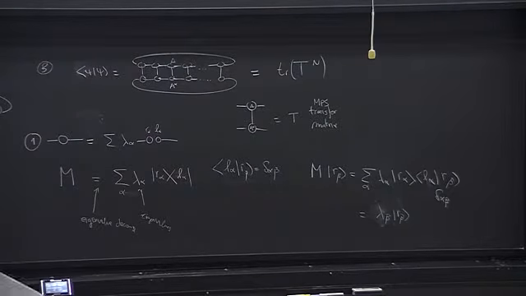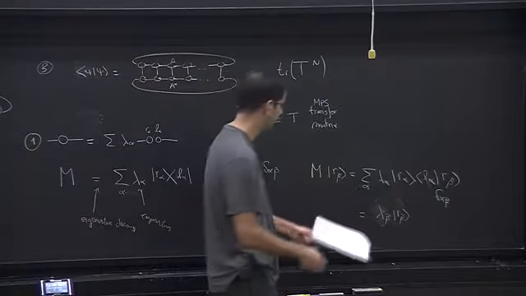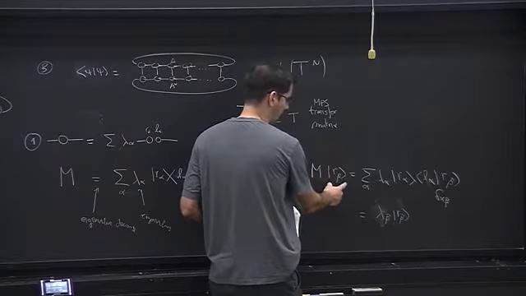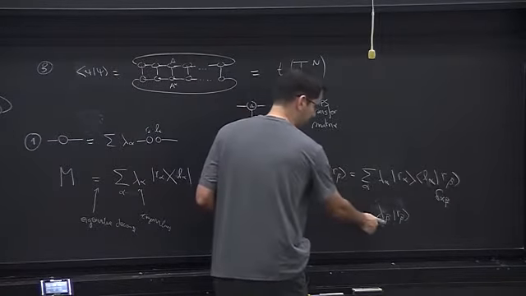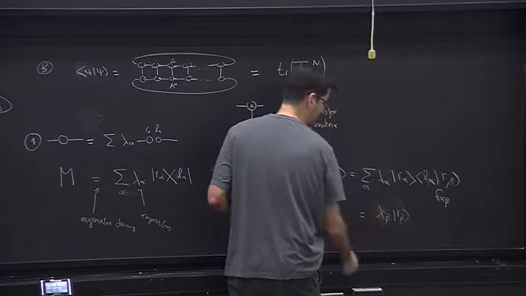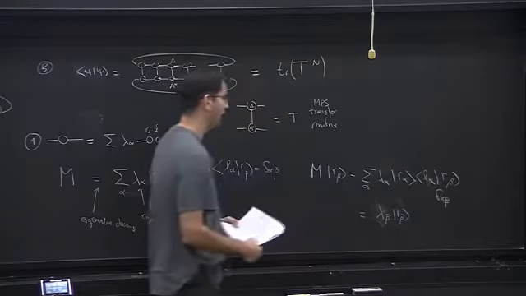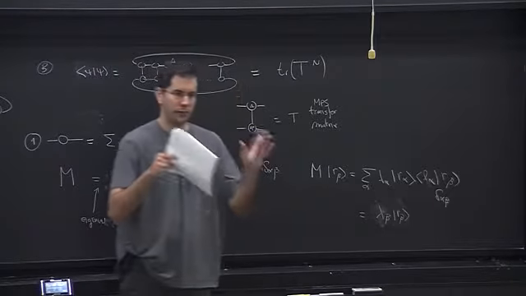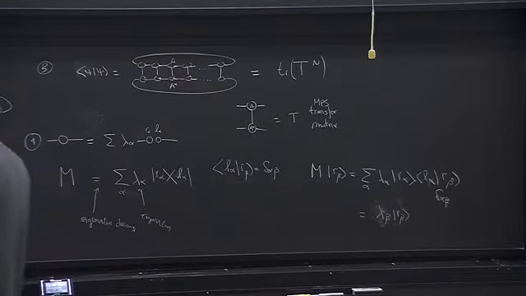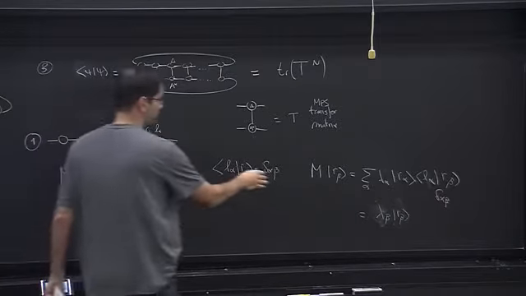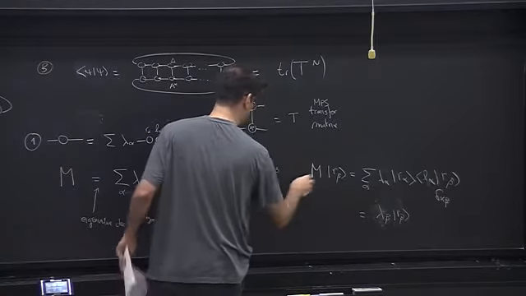So all we need for this condition to be fulfilled, that M acting on the right eigenvector gives you the eigenvalue times the right eigenvector, is this relation here. It doesn't tell us anything about the right eigenvectors being orthonormal or anything like that. And the same occurs if we act with the left eigenvector.